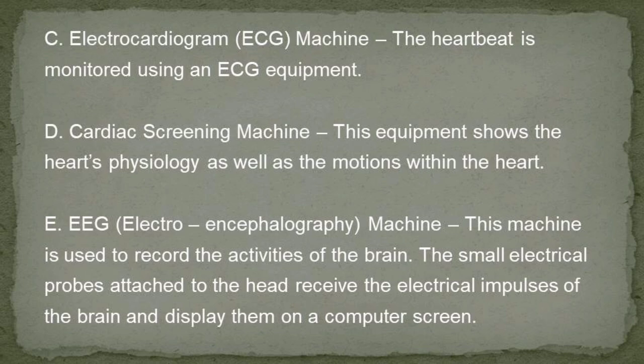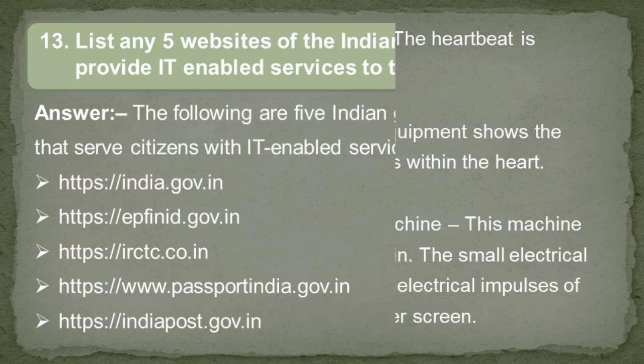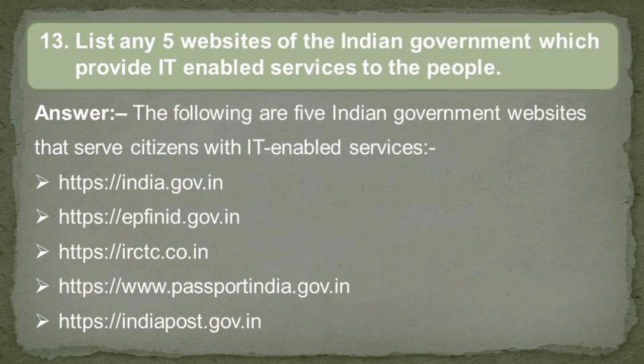E. EEG, electroencephalography machine. This machine is used to record the activities of the brain. The small electrical probes attached to the head receive the electrical impulses of the brain and display them on a computer screen. Question 13. List any 5 websites of the Indian government which provide IT-enabled services to the people.